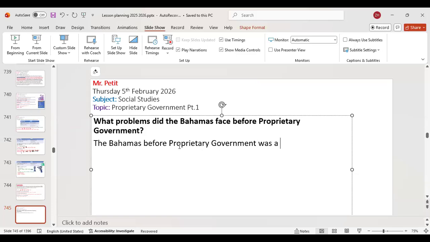Was a lawless, corrupt country. The settlers in the Bahamas had freedom. That's what they came here for, right? They came for freedom. They had freedom, but lived in abject what?